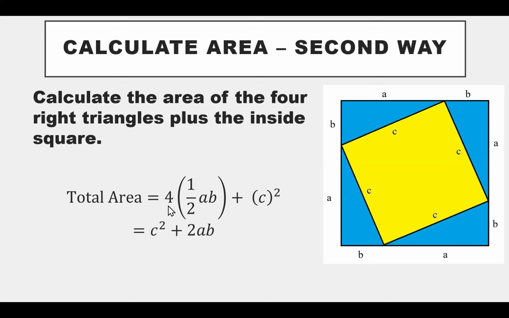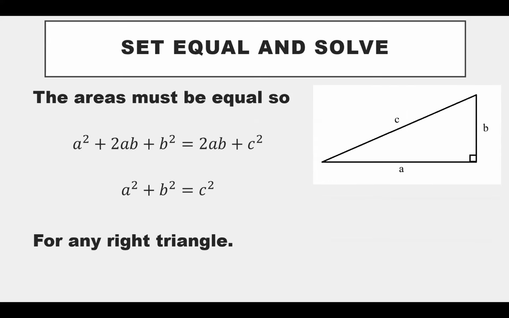If I multiply that by 4, because there's 4 of them, and then add c squared, because the area of the inside square is c squared, I get the total area is c squared plus 2ab. Because the areas are equal, they're the same exact object, just areas calculated in two different ways, I can set those areas equal. And I'd get a squared plus 2ab plus b squared is equal to 2ab plus c squared. Subtracting 2ab from both sides gives me a squared plus b squared is equal to c squared.